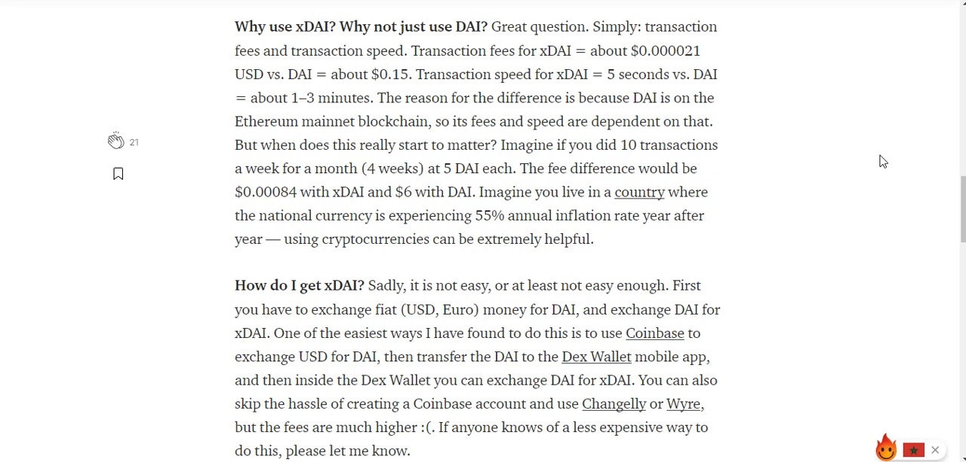But when does this really start to matter? Well, let's imagine if you did 10 transactions a week for a month. That's 4 weeks at five DAI each. The fee difference would be 0.00084 with xDai versus $6 with DAI. Now imagine you live in a country where the national currency is experiencing 55% annual inflation rate year after year. Using cryptocurrencies can be extremely helpful.